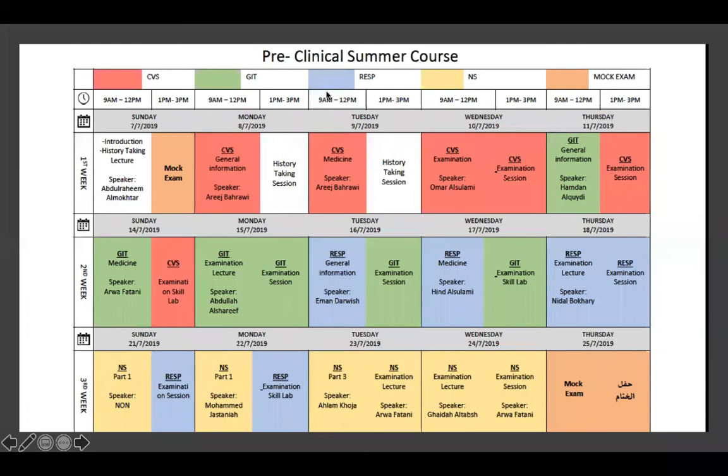So this is just a glance at the schedule that we did. It is done over a three week period. This is the first week, second week, and third week. At the beginning of the first week, we did the pre-mock exam just to know what we are dealing with. And obviously the students did poorly at the pre-entry exam compared to the exit exam. But as you see, it's a variety of theoretical, history taking, and examination. The examination sessions were taken in the simulation center, and each student had mentors who would teach them the skills required for each system in the body.